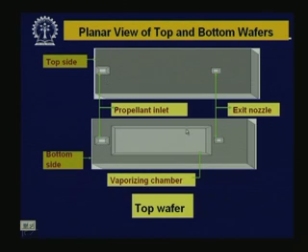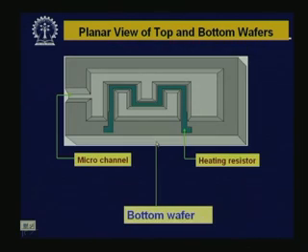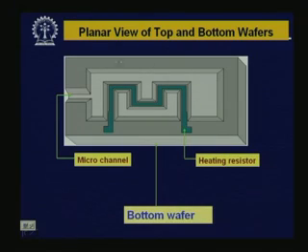Apart from the inlet and exit nozzle, there is a vaporizing chamber. The top wafer also has an etched vaporizing chamber; the vaporizing chamber consists of both the top and bottom wafers. Now if you look at the bottom wafer, there is an embedded heater, heating resistance, which we made by boron diffused resistance of 300, 250 or 400 ohms, three different resistances we have used. And here is one micro channel, through which the liquid propellant can be pushed. This is the heating resistor.